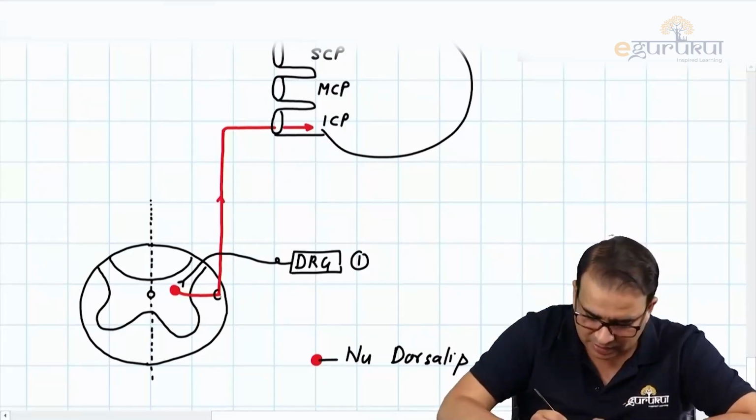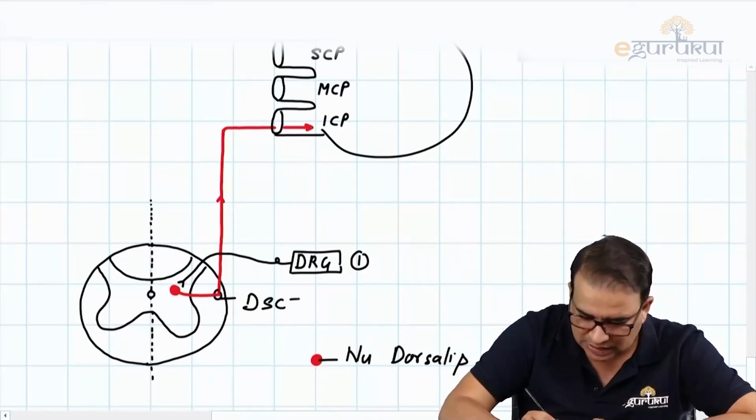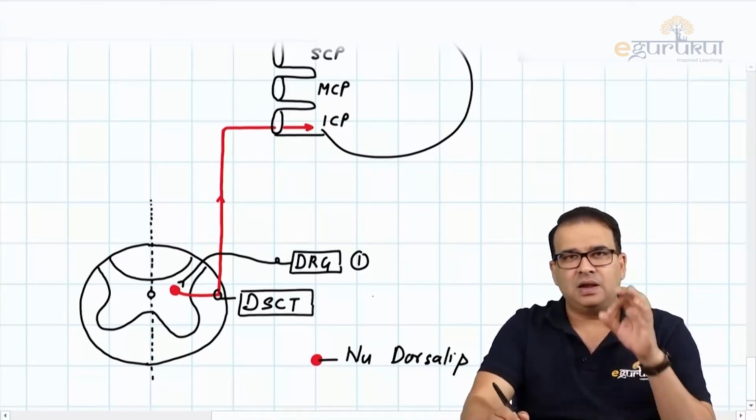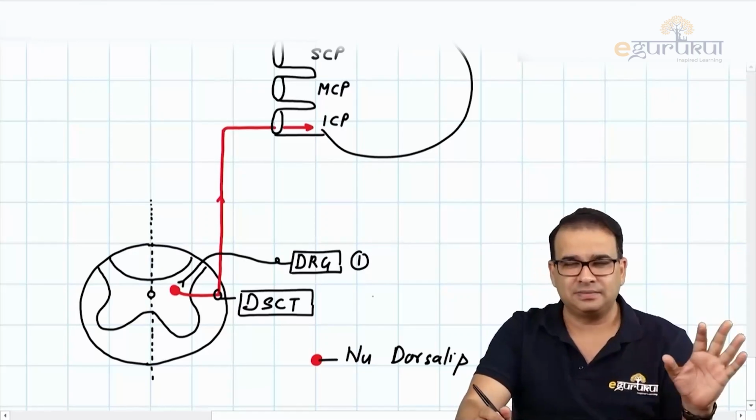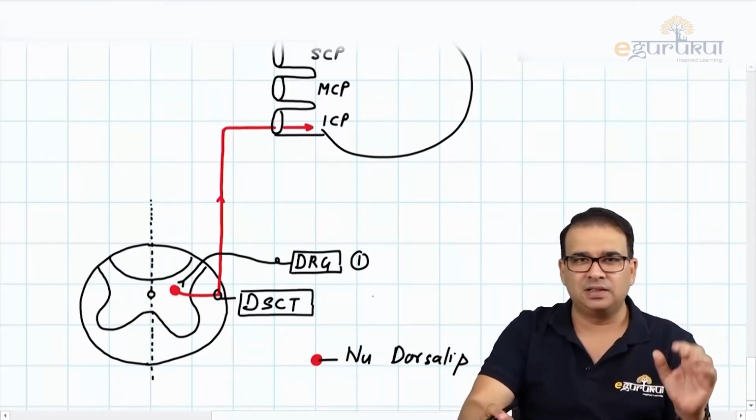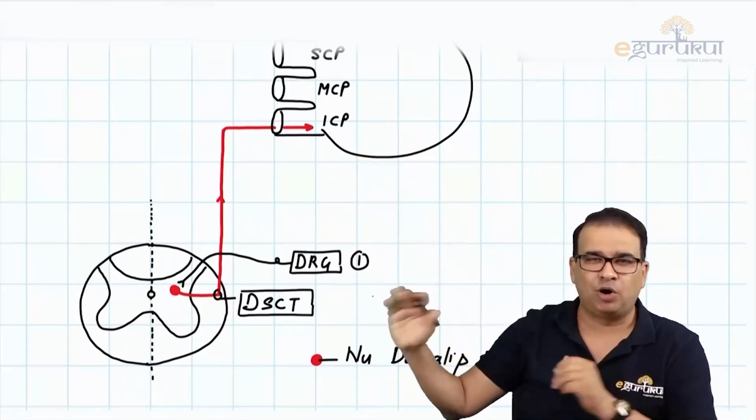And this tract here is called the dorsal spinocerebellar tract. I'm writing in short, guys, DSCT, dorsal spinocerebellar tract. D for dorsal, D for direct. The one which just directly goes inside the cerebellum on the same side.